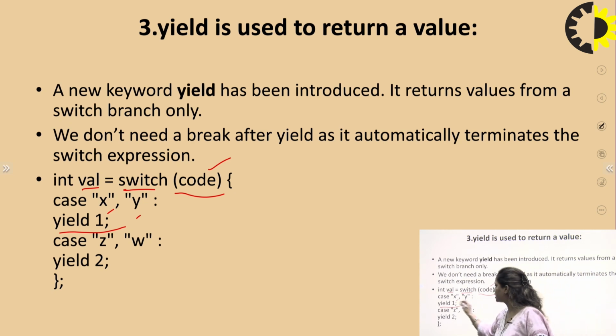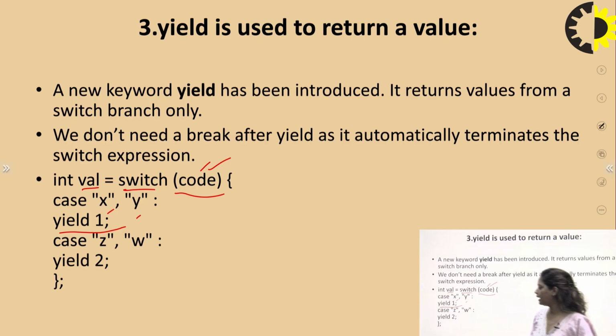If either of the two cases is supported by this particular case, and this code is holding the value x and y, then the first yield will be returned, and if it is z or w, then the second yield will be returned. We will have a look at it in a main, in a very big program later on.